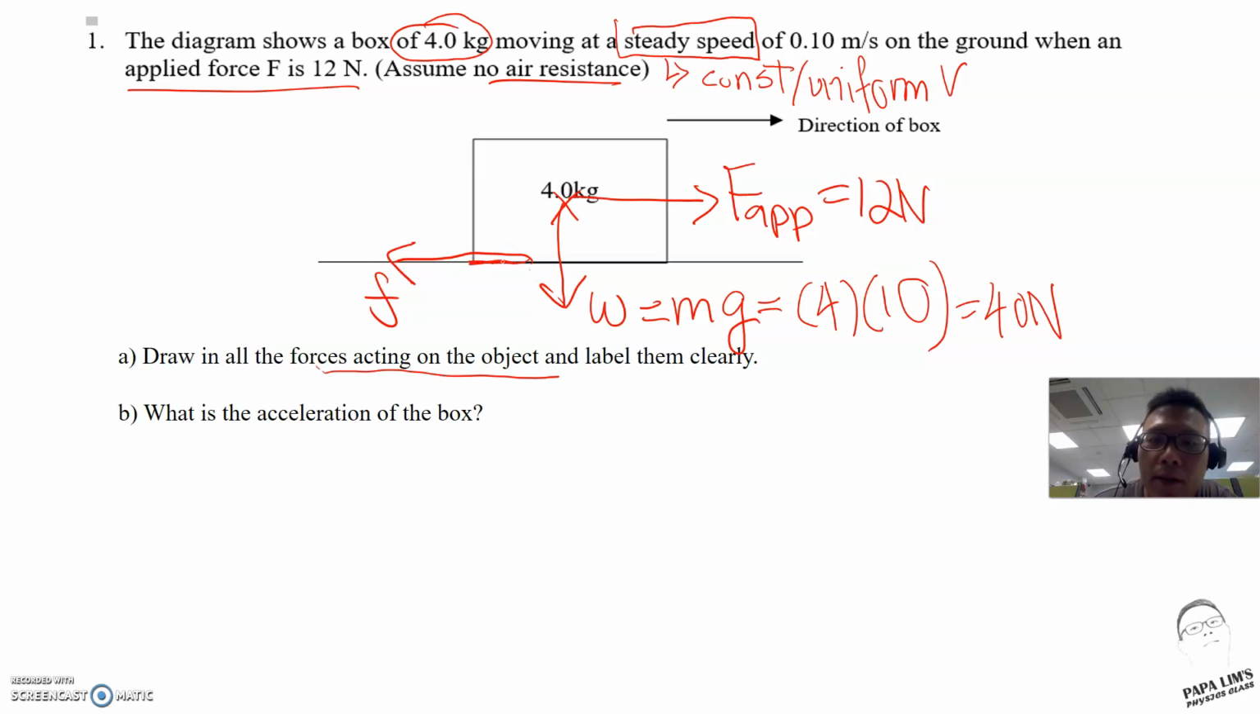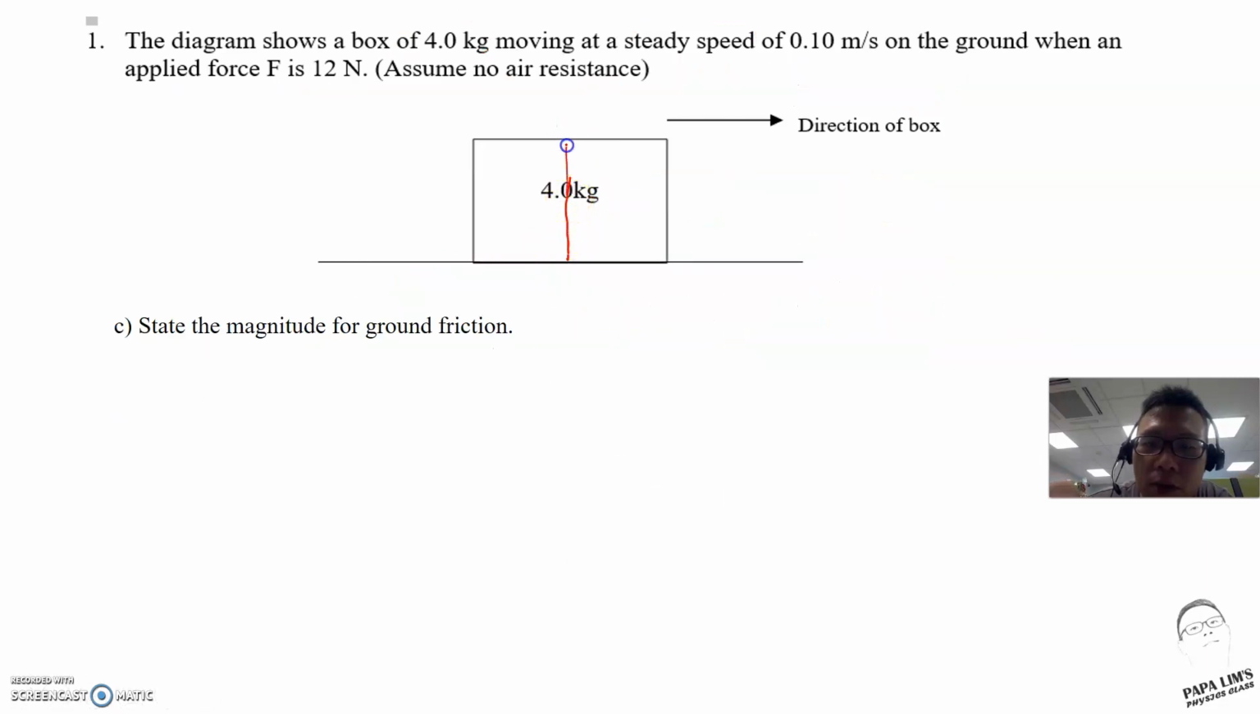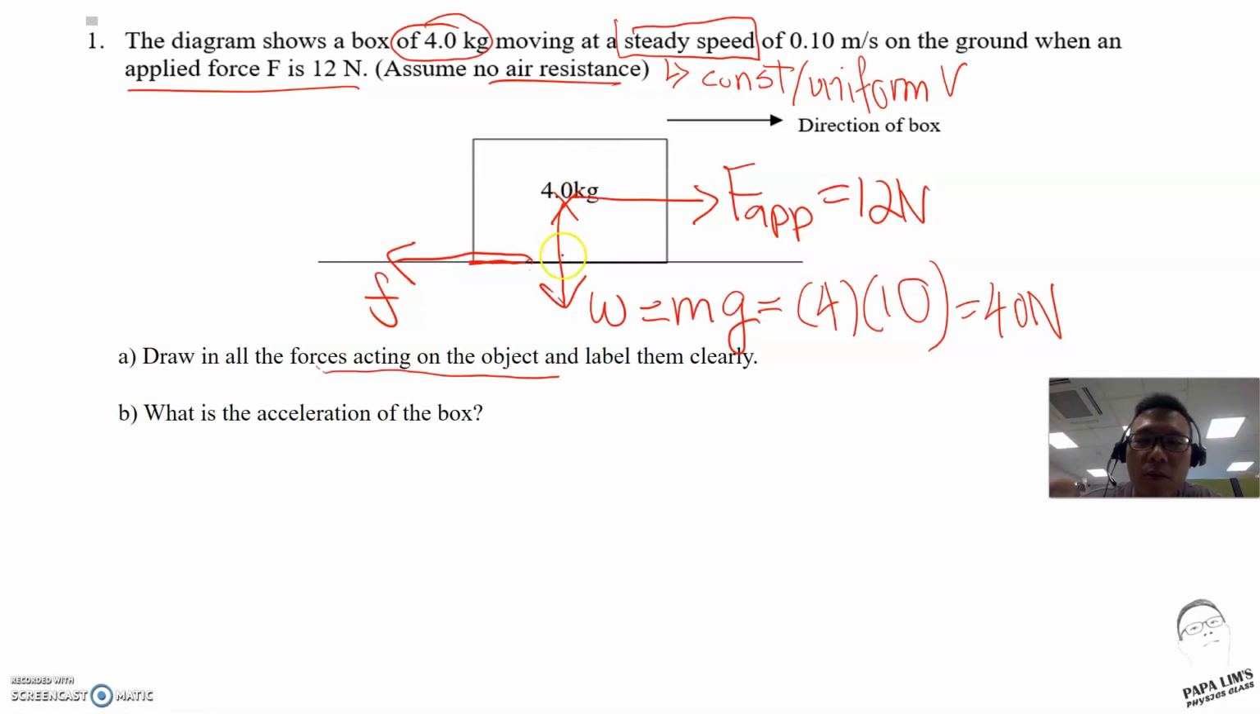The last one that we have is the action and reaction pair. Because the box is lying on the floor itself, the floor will apply an upward force onto the object itself. So please take note of this. The floor will exert a force upwards onto the box, and we label it as reaction force. So this will be the answer for chapter 1, question 1a.